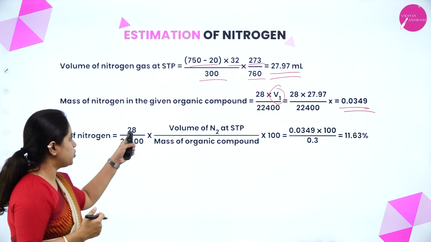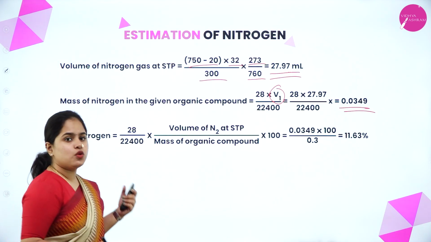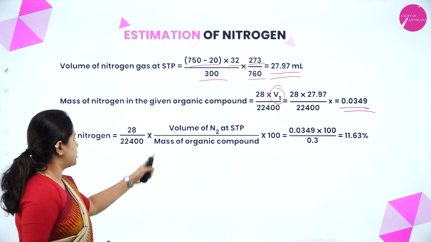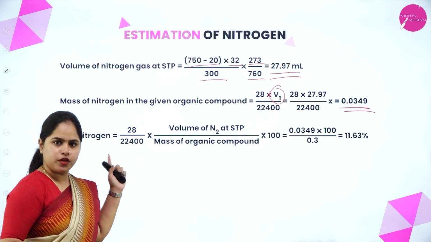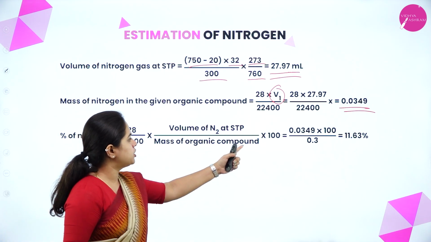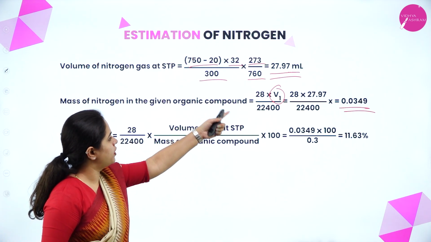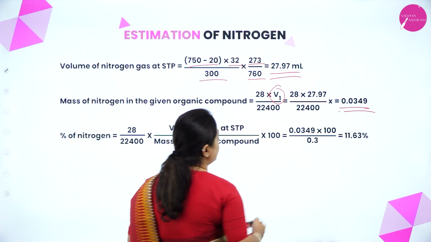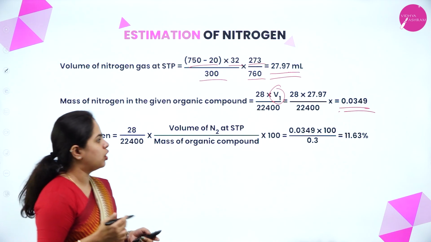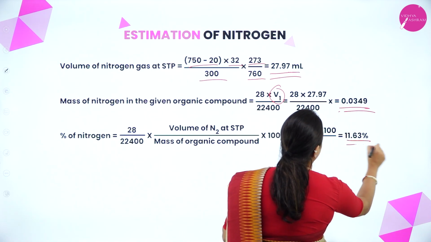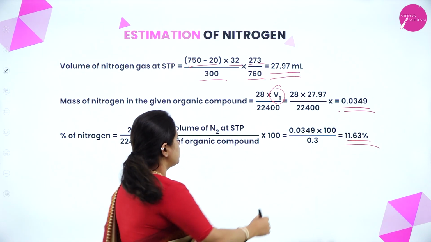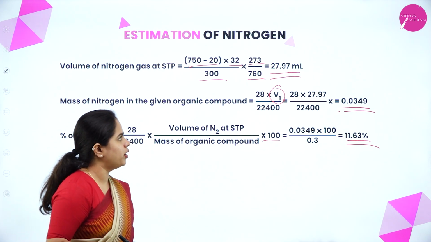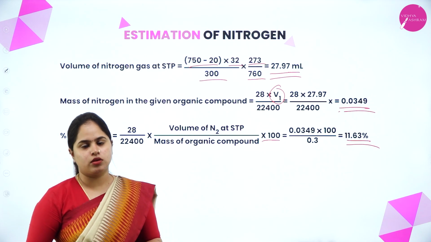It is calculated by 28 by 22,400. So, once this is done, we can directly calculate the percentage of nitrogen. Yes, 28 by 22,400 into the volume of nitrogen gas at STP. This is what we have calculated now. And the mass of organic compound is this one, right? And finally, if we substitute all of this, we get the answer as 11.63%. So, this 100 also is necessary here. So, that is equal to 11.63. So, I hope the calculation is clear.